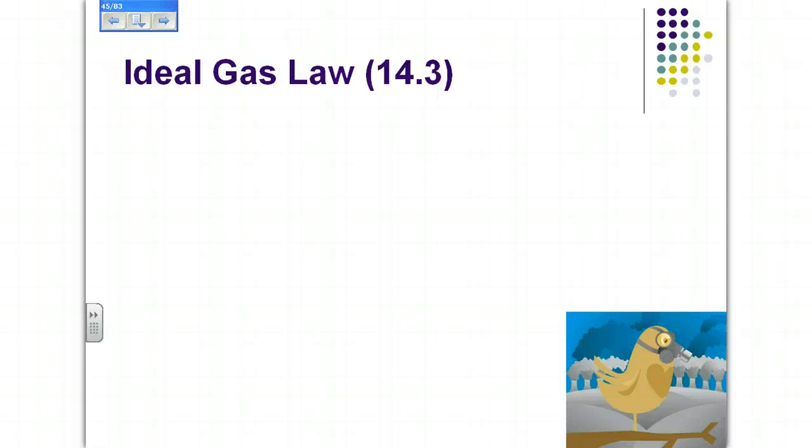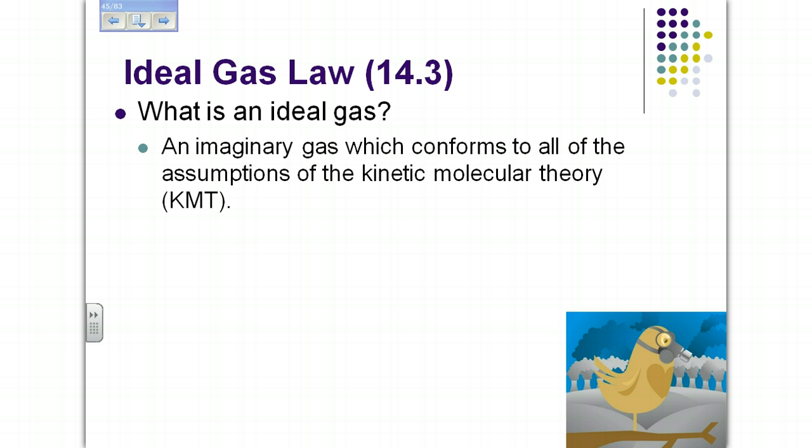Alright guys, so tonight we're going to look at the ideal gas law and how it differs from the previous gas laws which we've looked at. First off, we need to know what an ideal gas is. An ideal gas is an imaginary gas which conforms to all the assumptions of the kinetic molecular theory. To review what those assumptions were, please refer back to your notes from chapter 13.